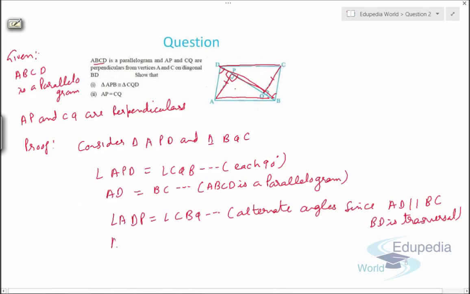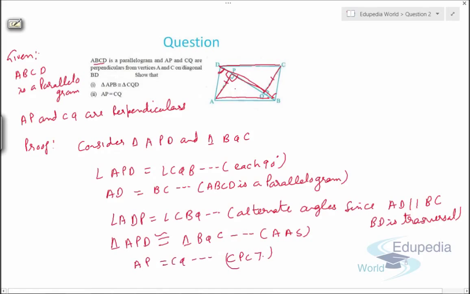So we can say that triangle APD is congruent to triangle BQC by AAS. Why AAS? Because this side is not included. You can see this properly, the side is not the included one. So we have angle, angle, and side only. So now we can say that AP equals CQ by CPCT.